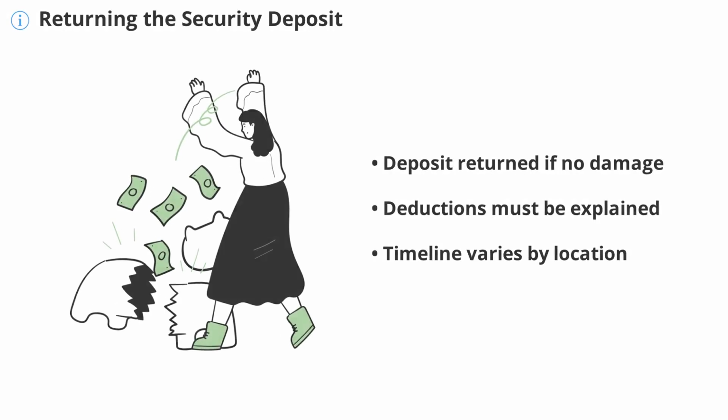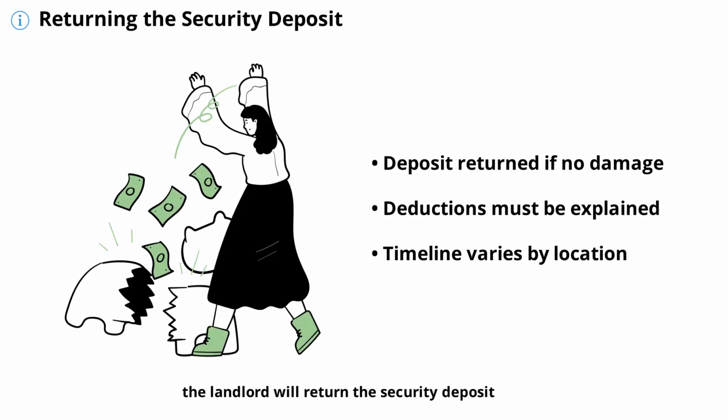After the move-out inspection, the landlord will return the security deposit, minus any deductions for damages or unpaid rent. The timeline for returning the deposit varies by location, but it's usually within a few weeks. If there are deductions, the landlord should provide an itemized list explaining the charges.